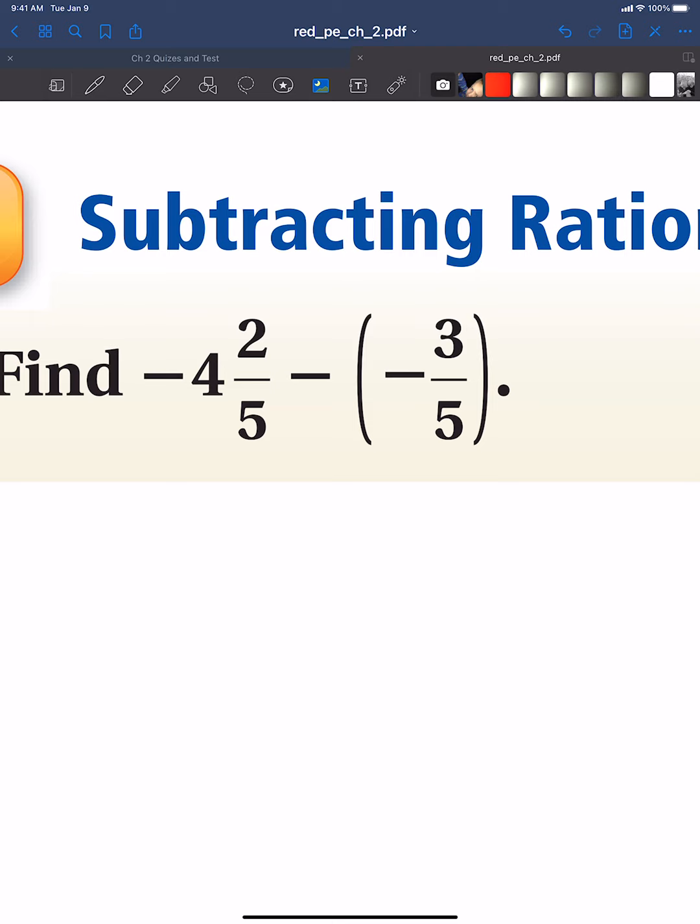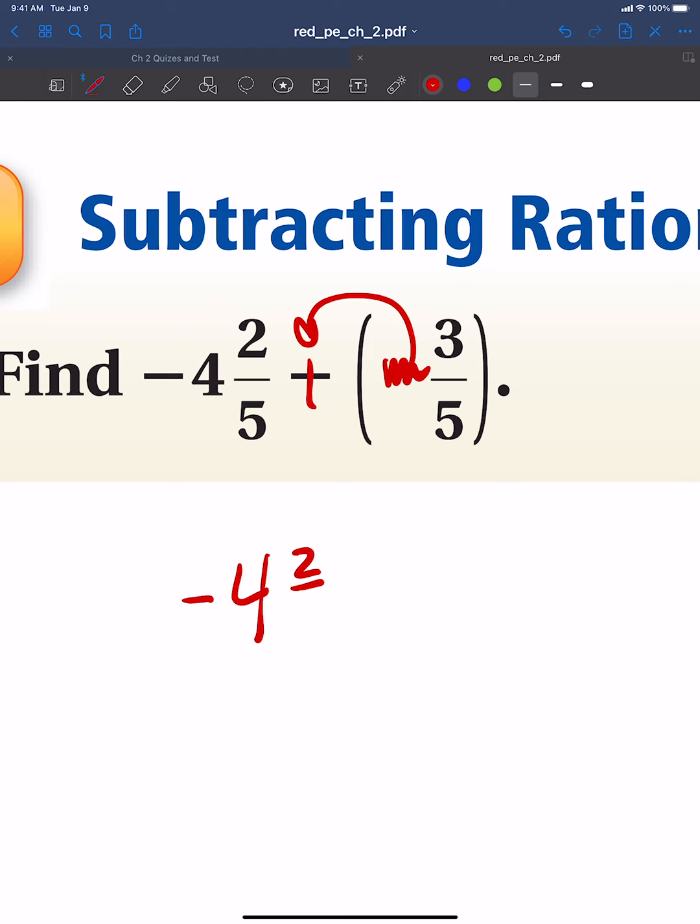So how do I turn this into an addition problem? You bring the negative sign and change the subtract to a plus. Take that over there, make it a plus, and now the subtraction is gone. So now it's -4 2/5 plus 3/5. Now, guys, when the signs are different, we subtract.